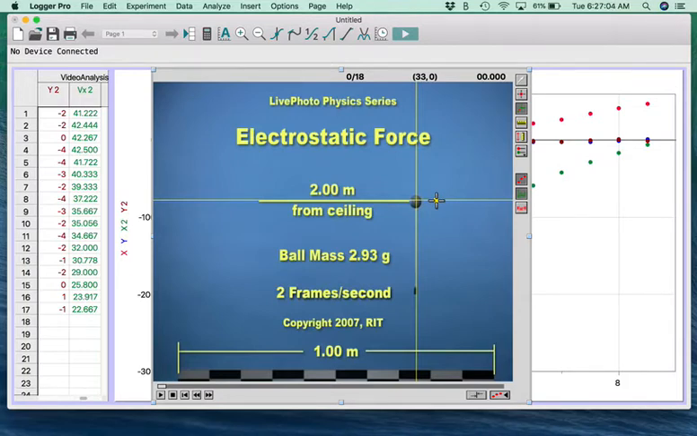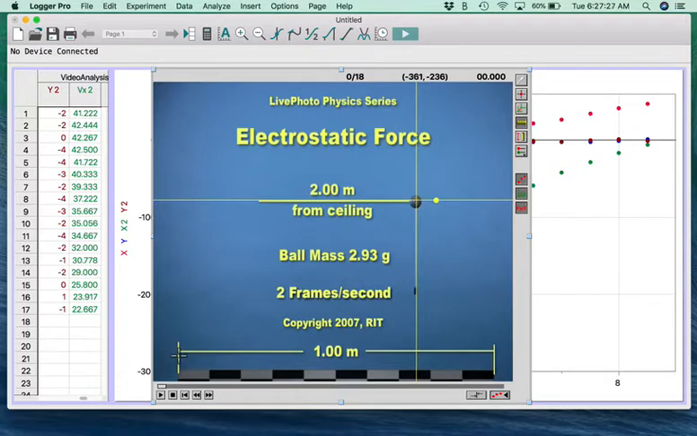The other piece is LoggerPro has no way of knowing what distance anything is in this video frame. If you look over on the left, it's actually measuring positions in pixels, for those of you that like old video technology here. So I have to tell LoggerPro what that is, and the way I do that is the fourth button down in my video tools, which is to set the scale.